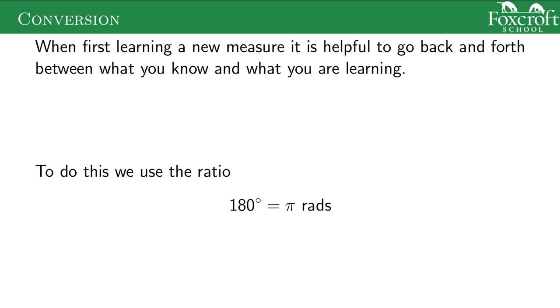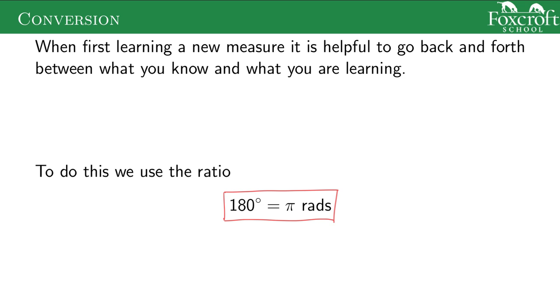The actual thing you're going to have to do for this learning objective is going backwards and forwards between radians and degrees. Our goal is to only use radians, but right now we're just learning it, so we're going to go backward and forward with degrees and radians. And the way we're going to do that is using this conversion ratio.